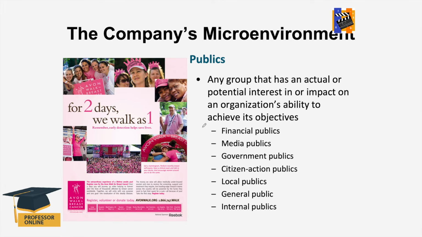Publics are one of the final actors in the microenvironment. It is actually a group that has an actual ability to affect your own decisions. For example, there are different types of publics. First of all, there's a media public, financial, government, citizen action publics, local, general, internal publics. For example, a media public is made up of what? It is made up of different media groups. It is made up of different media channels.